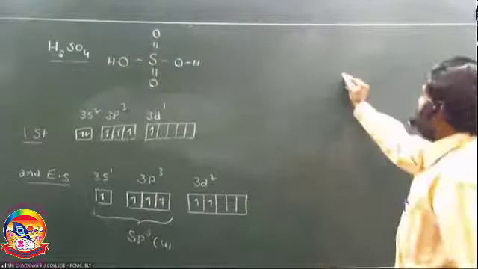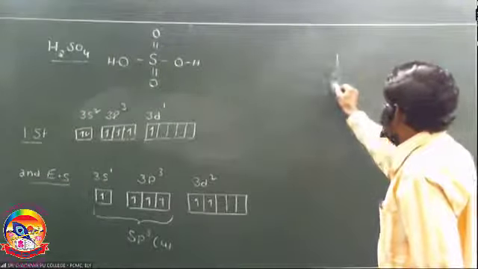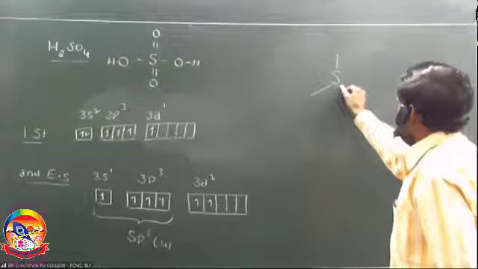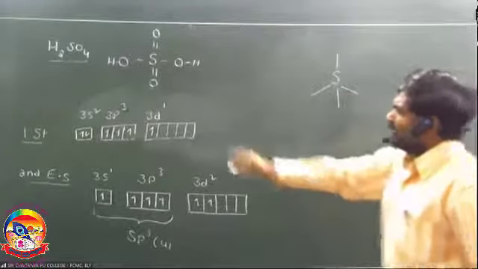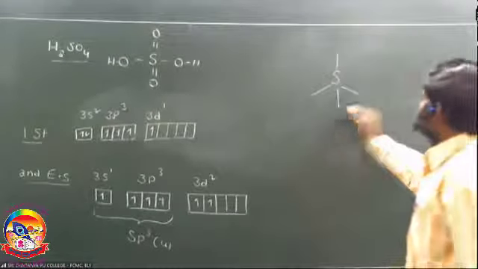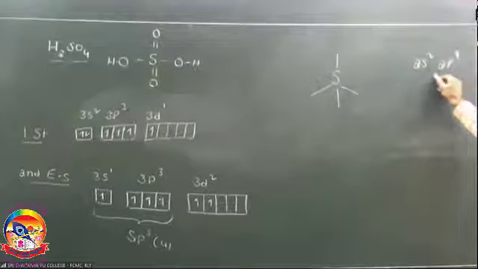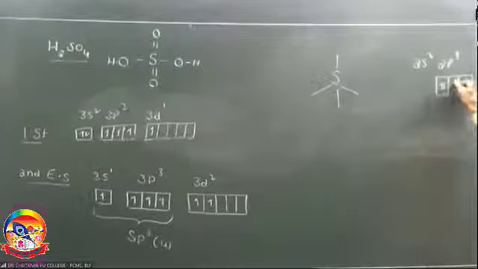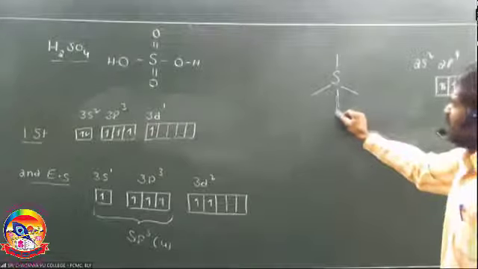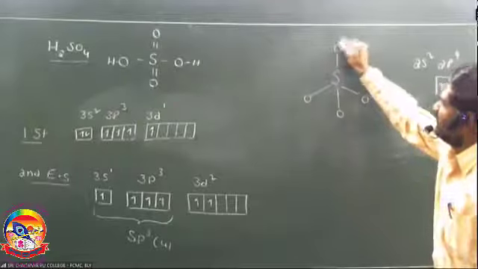So the central atom is sulfur. It forms 4 hybrid orbitals: the first, second, third and fourth hybrid orbitals. They can form bonds with oxygen. The oxygen outer configuration is 2s2, 2p4. So oxygen has 1 pair and 2 unpaired electrons. One unpaired electron can form a sigma bond with the sulfur.